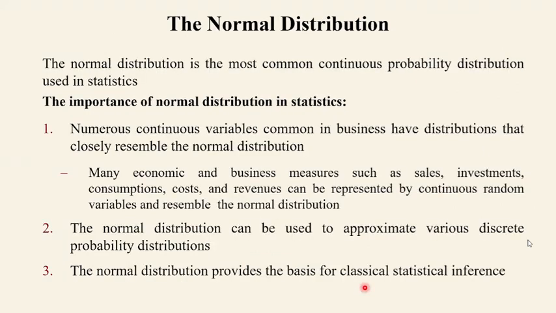Now, we are coming to the specific theoretical distribution that is called the normal distribution. In the continuous probability distribution, like in the discrete, we learn two theoretical distributions.